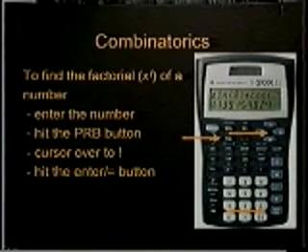To find the factorial of a number, enter the number, hit the PRB button, hit the right arrow button twice to cursor over to the exclamation point, and hit the enter button.